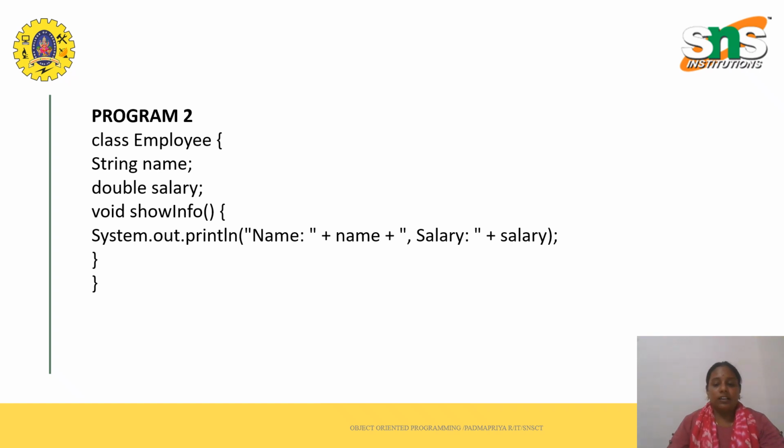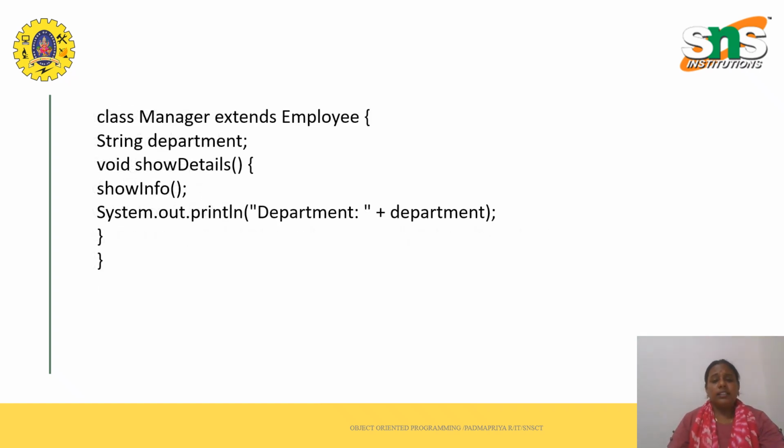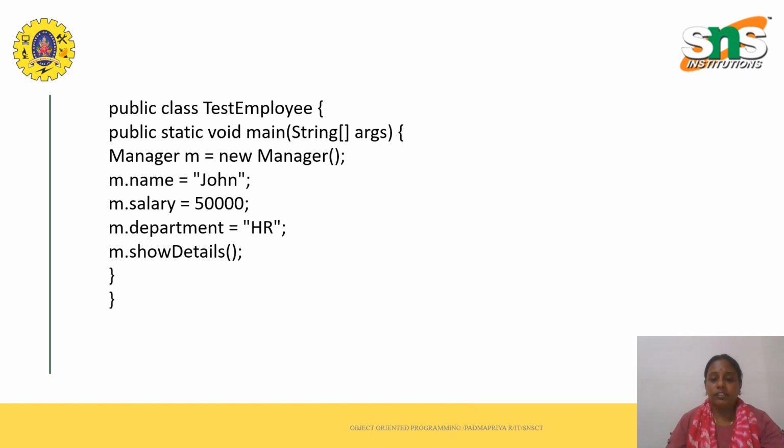So this is inheritance, and now one more program we are going to see, that is the Employee class. Under this Employee class we defined name and salary, and the method name is showInfo. Under this Employee we are going to inherit the subclass, that is Manager. In this Manager subclass we define one more field, that is department, and one more method, that is showDetails, and showInfo. So this is the inheritance, and for this program this is the main function.